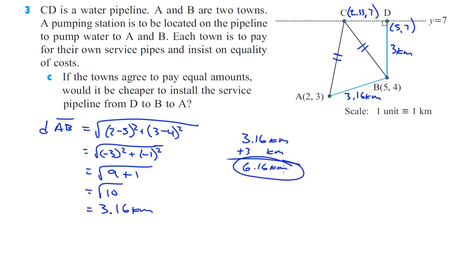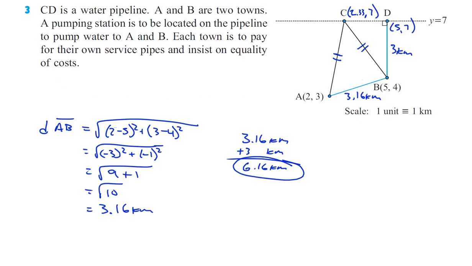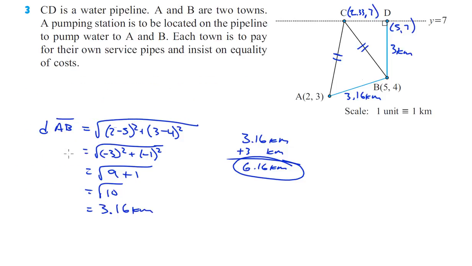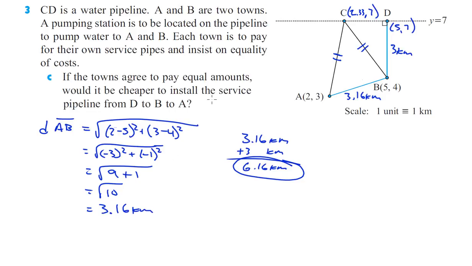And we found the distance on the other one. Let's see. Forgive me here for a second. How do I get that? Oh, well, there it is. It's 8.02 kilometers. So the other one, from CA and CB, was 8.02. So the question is, would it be cheaper to install the service from D to B to A? Yes, it would be. By, gosh, it's almost 2 kilometers shorter.